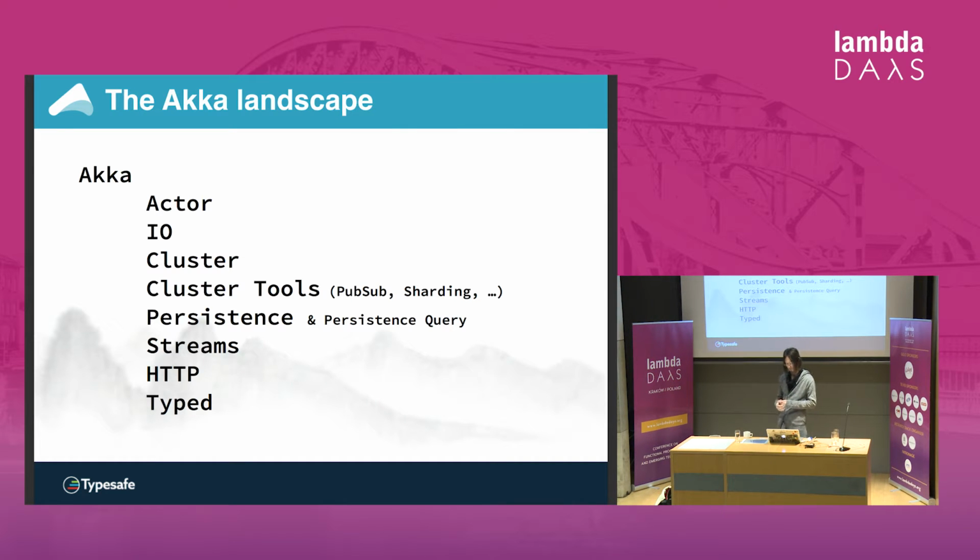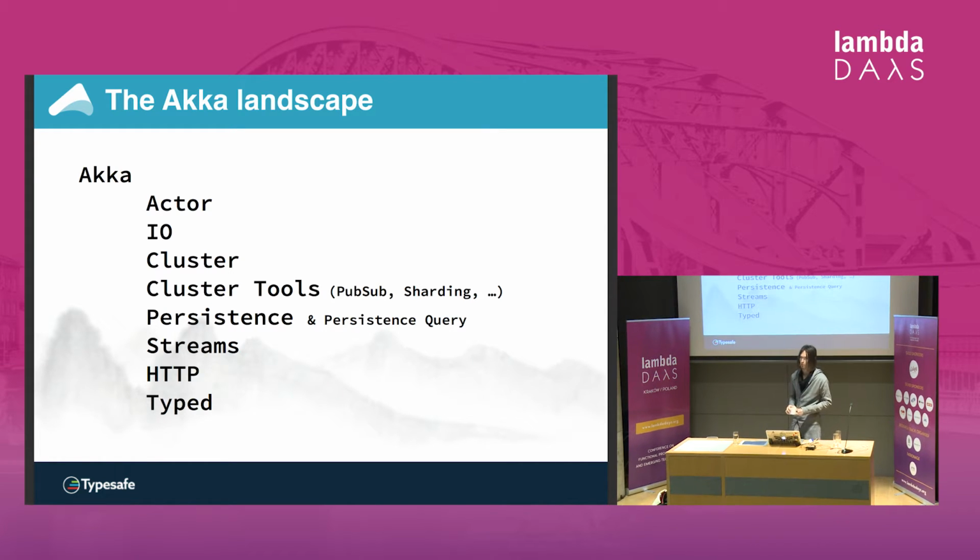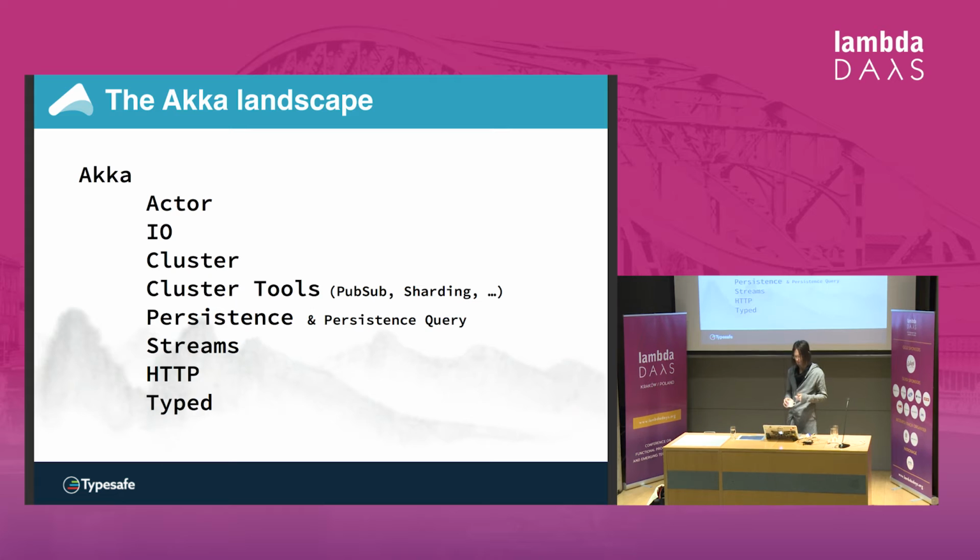In our terms, this means you pick, for example, Akka actor, so that's the concurrency and distribution module, or I/O, which is for talking TCP, UDP, those kinds of things. And then the other modules are layered on top of it. So of course, the cluster is basically distributed actors. And then the other modules like persistence and typed.